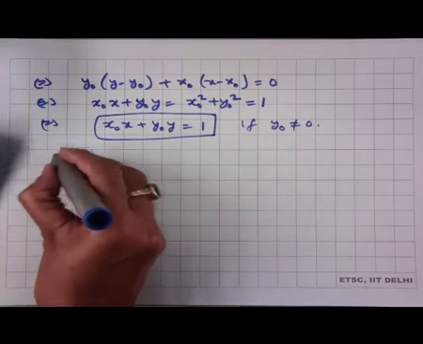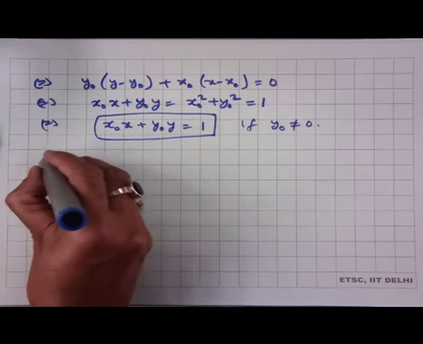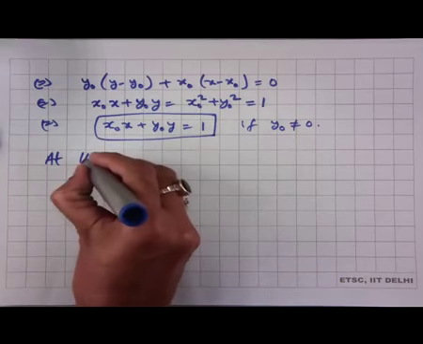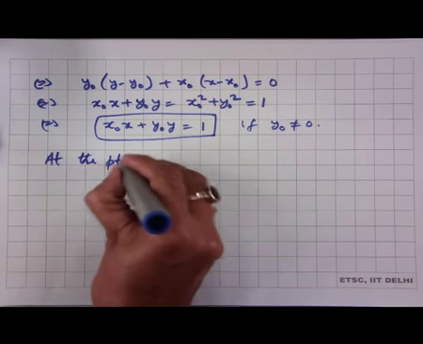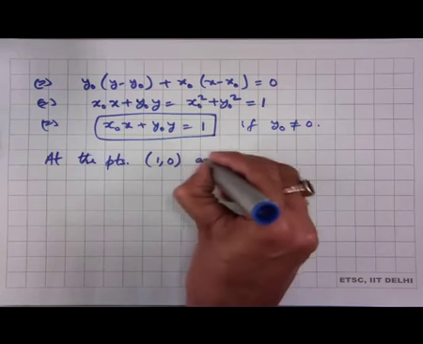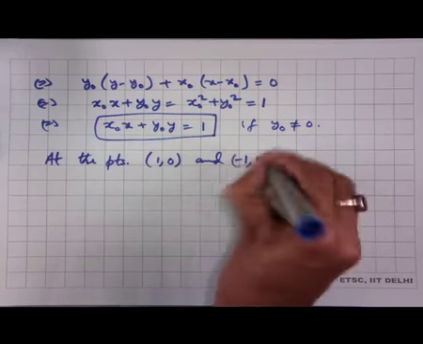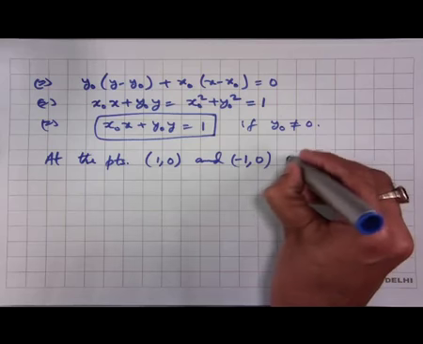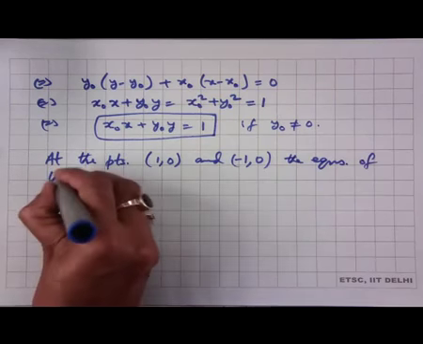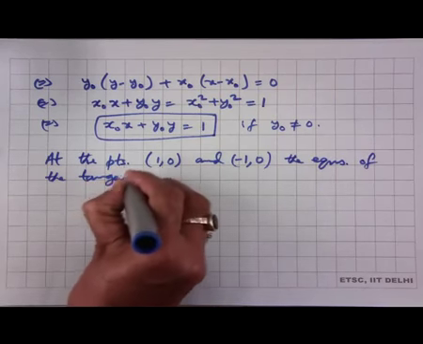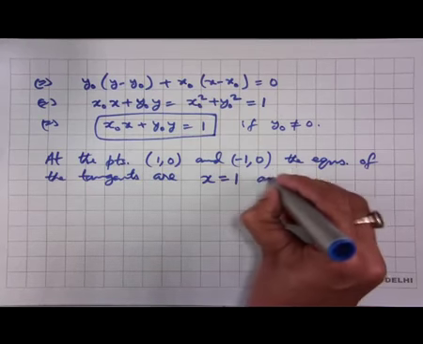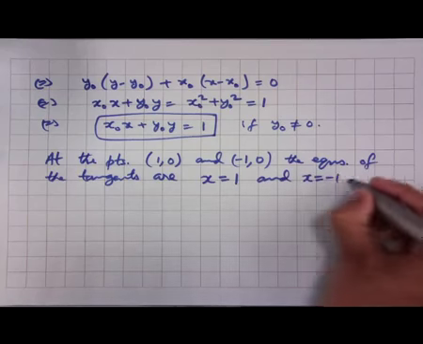So, here what happens is that the tangent line is vertical. So, at the points 1 comma 0 and minus 1 comma 0, the equations of the tangents are x equal to 1 and x equal to minus 1 respectively.